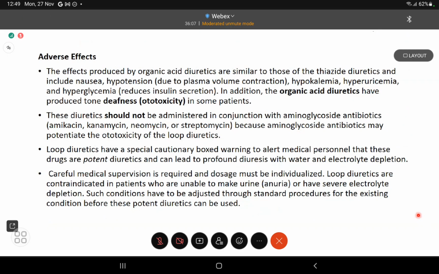Like other diuretic drugs, this drug might also cause some side effects. The obvious side effects are hypokalemia, hyperglycemia, and hyperuricemia, as we discussed previously. In this condition, the hyperglycemia might be due to reduced insulin secretion, meaning that this drug may inhibit insulin secretion from your pancreas.